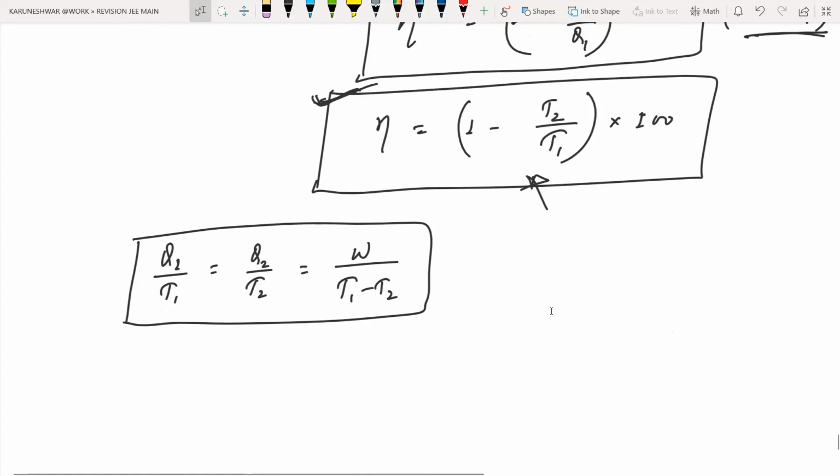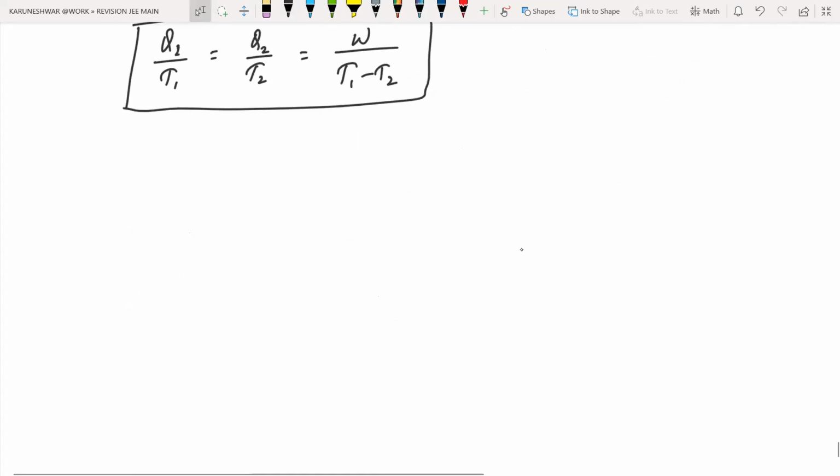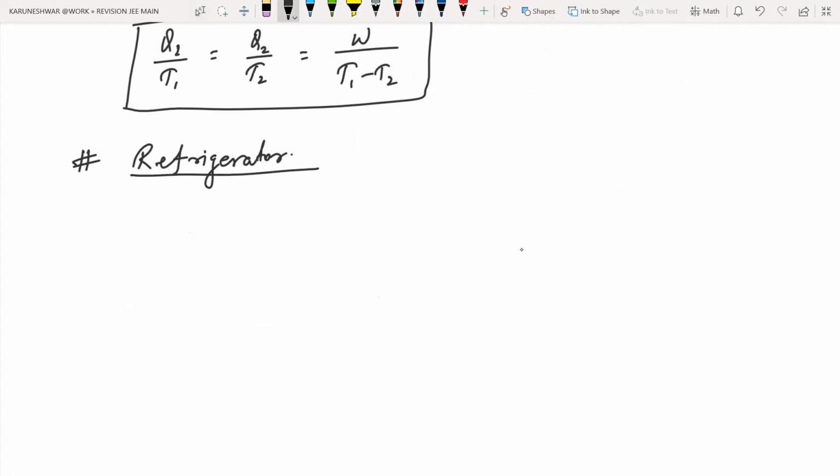Then next, we have the refrigerator and the heat engine, to understand refrigerator and heat pump. So next topic we are going for is the refrigerator. Let's see. In a refrigerator, suppose we have a hot reservoir, then a cold reservoir, and a compressor there.